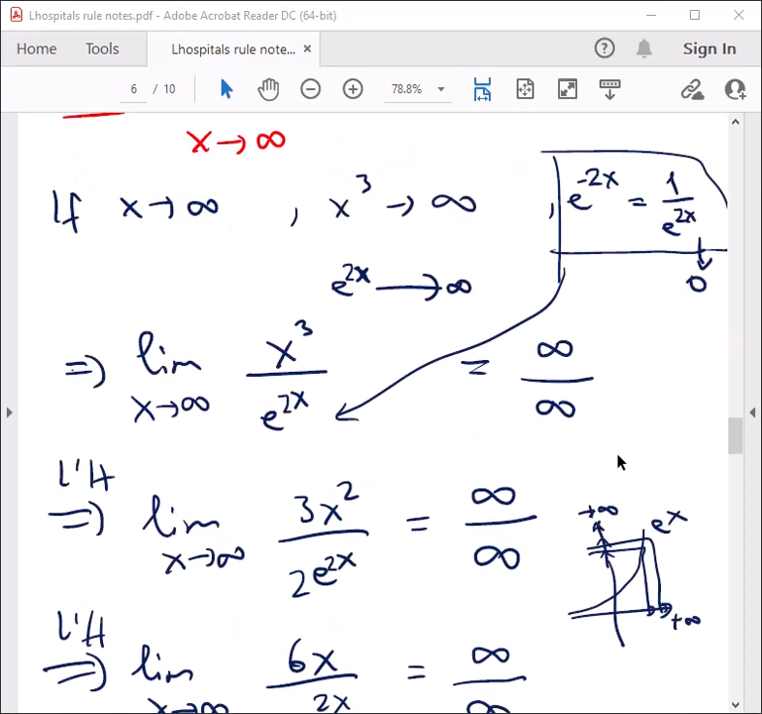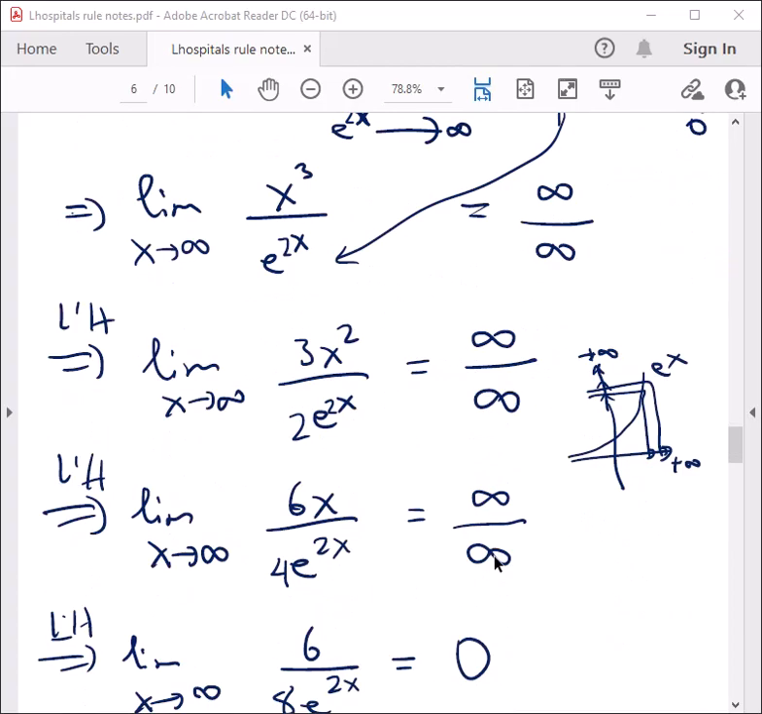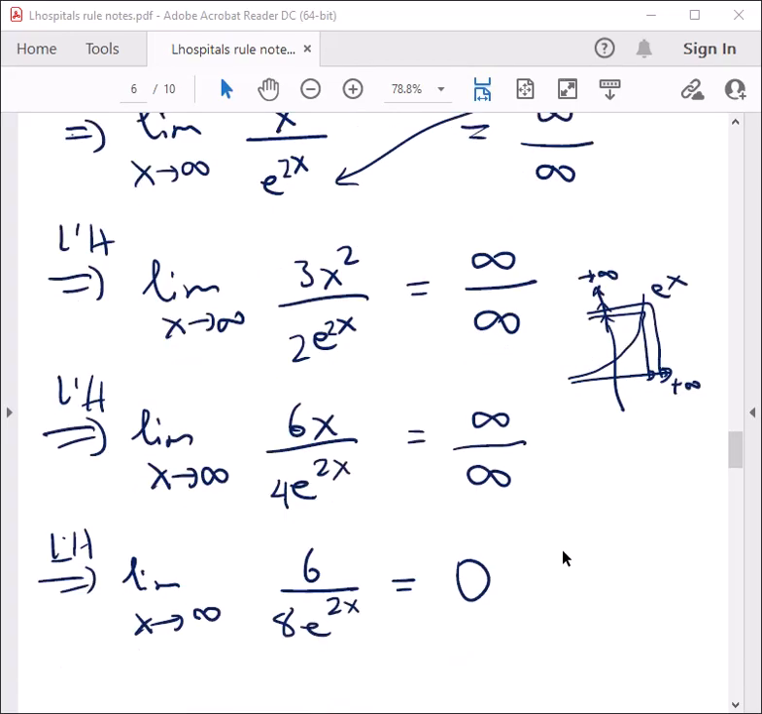Take the derivative of the top and the derivative of the denominator. We are going to get 3x squared divided by 2 times e to the 2x by the chain rule. And then take the limit again. As you see, it's going to be again infinity over infinity. Now, apply L'Hopital's rule again. Take the derivative of the top, 6x. Take the derivative of the bottom, 2 times e to the 2x, which is 4 e to the 2x. Take the limit again, infinity over infinity.